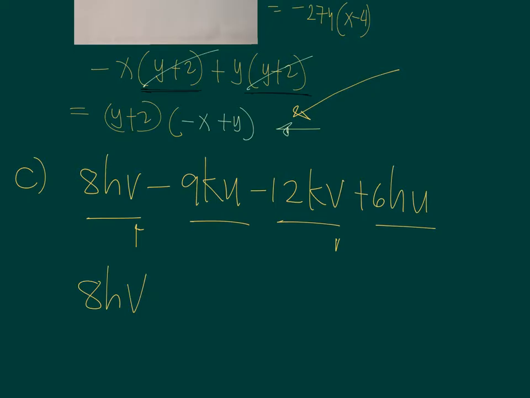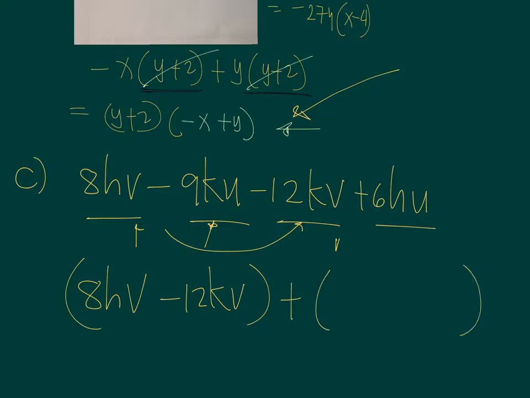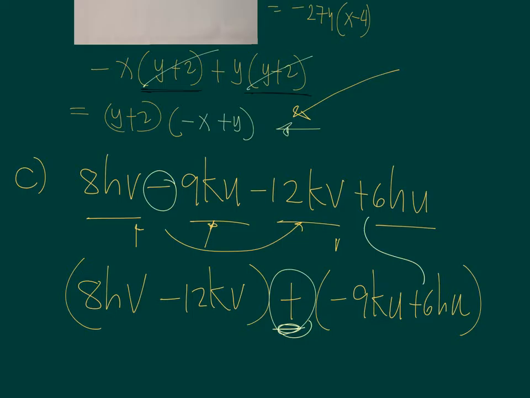8hv. Since the second has k and u, I will select this instead: minus 12kv, so I'll group that to 8hv. And then plus, the second group is negative 9ku, and then plus 6hu. Note how I place the plus sign when I group them, and how I carried the minus sign, the negative sign, to 9ku and the plus sign to 6hu.